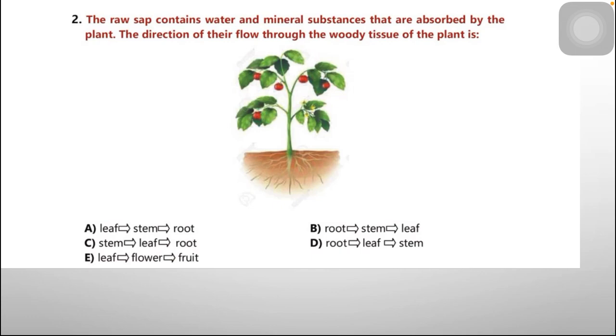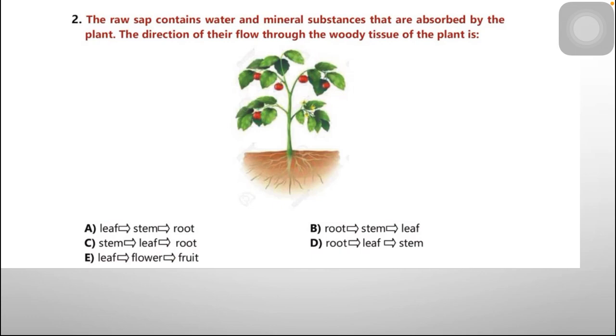Question number 2. The raw sap contains water and mineral substances that are absorbed by the plant. The direction of their flow through the woody tissue of the plant is: A. Leaf, stem, root. B. Root, stem, leaf. C. Stem, leaf, root. D. Root, leaf, stem. E. Leaf, flower, fruit.